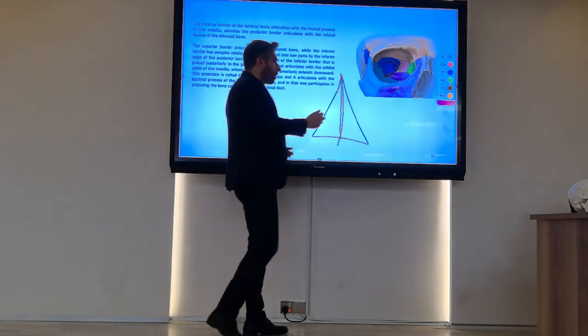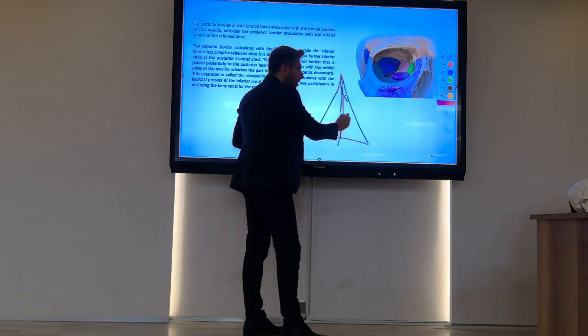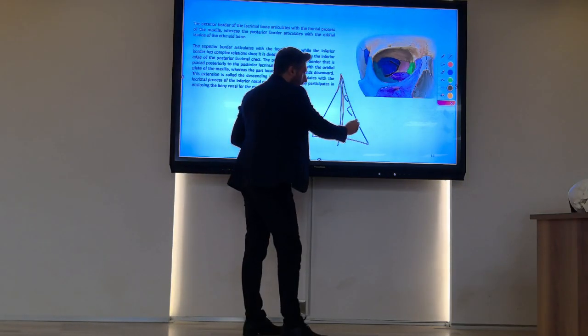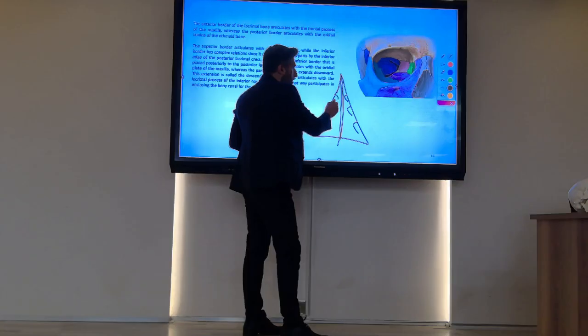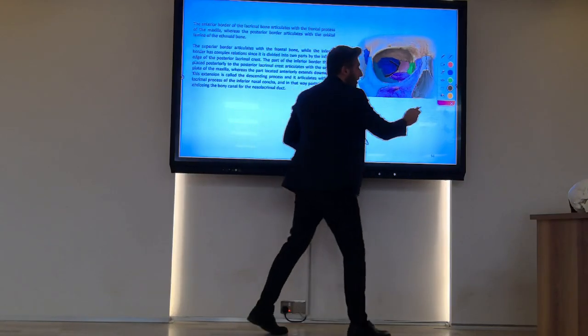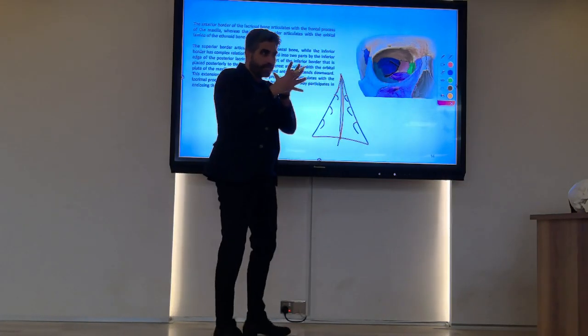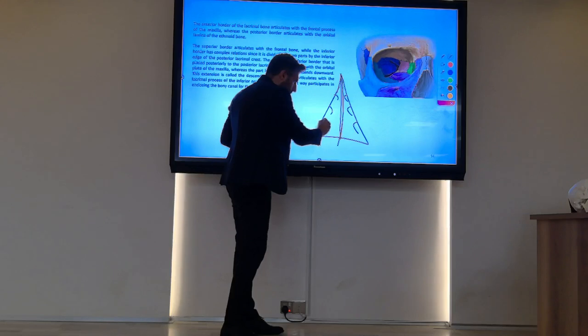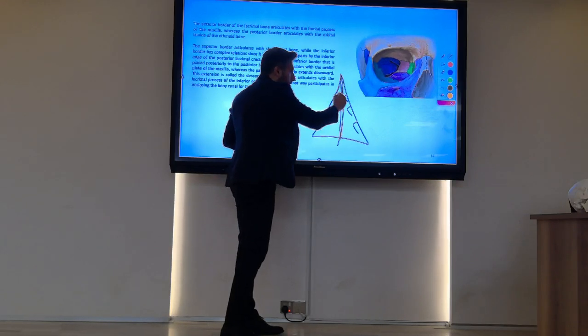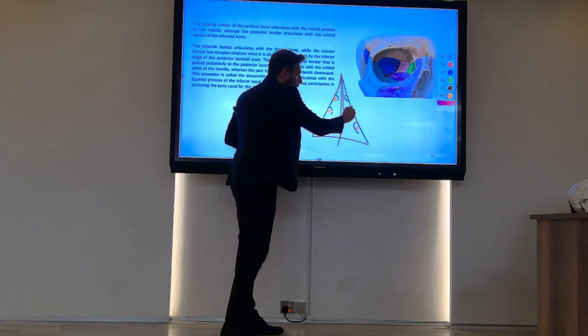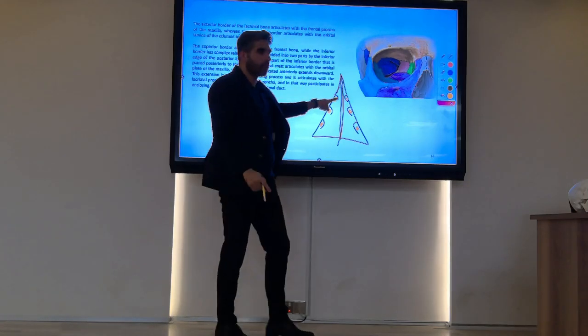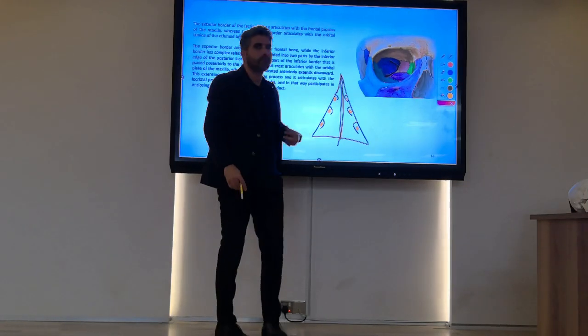On each side, you have the superior concha, middle concha, and inferior nasal concha. These conchae make a space here. Look at this space. We call them meatus. Three conchae, three meatus: superior meatus, middle meatus, and inferior meatus.